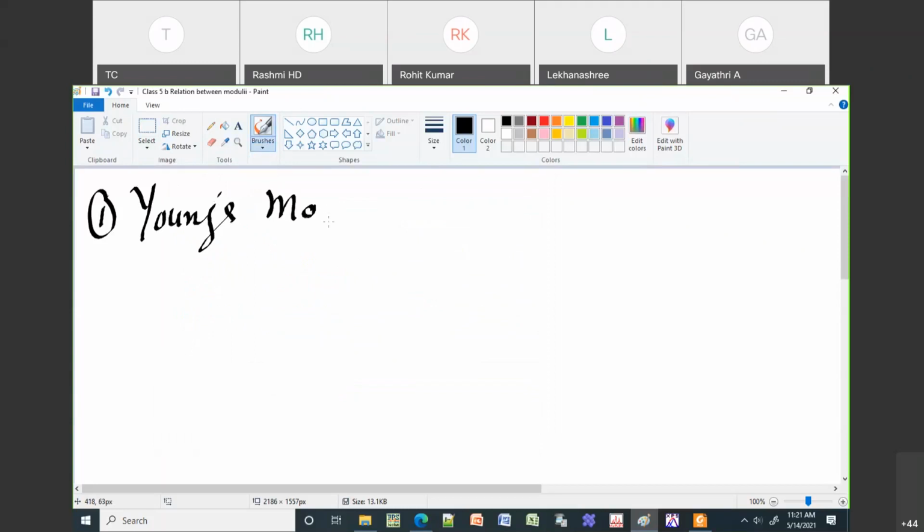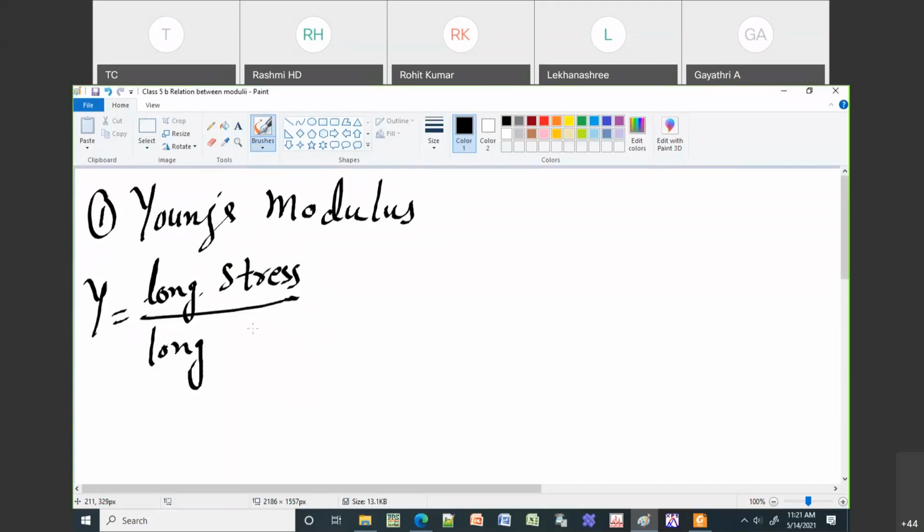So what is Young's modulus? Young's modulus is longitudinal stress divided by longitudinal strain. Okay, so this is your definition of Young's modulus. So how do you define your longitudinal stress? Stress is force per unit area. Longitudinal strain is the change in length divided by original length.